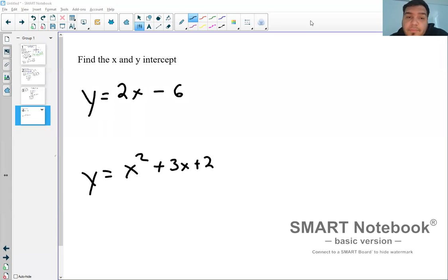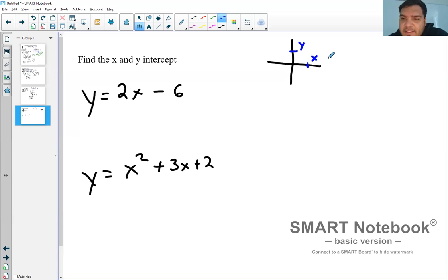All right, our next one is find the x and y intercept. On the test, I'm going to give you one that's just a normal line, but I'm also going to give you one that's a quadratic. So we're going to talk about both, okay? Now, first off, what is the x and y intercept? The y-intercept is where it hits the y-axis, and the x-intercept is where it hits the x-axis.